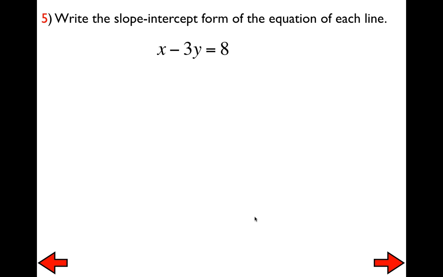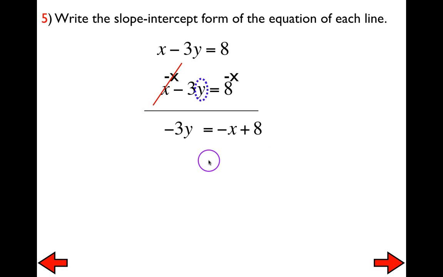Okay, so let's see how well we did. First things first, I have to recognize that it's in standard form, so it's not yet in slope-intercept form. I need to get into slope-intercept form by getting it into y equals mx plus b, so I must isolate y. First things first, I'm going to get rid of this x by doing the inverse, which is to subtract x from both sides, leaving me with negative 3y equals negative x plus 8.